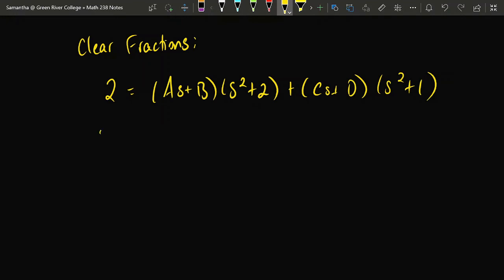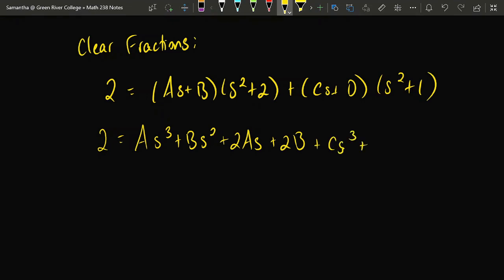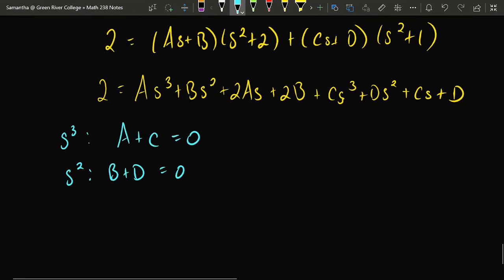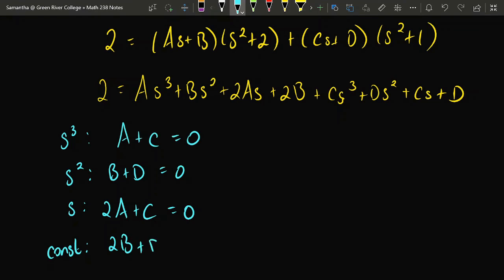And if we multiply this out, we get 2 equals as cubed plus bs squared plus 2as plus 2b plus cs cubed plus ds squared plus cs plus d. If I look at the s cubed terms, then I get a plus c equals 0. If I look at the s squared terms, I get b plus d equals 0. If I look at the s terms, then I get 2a plus c is equal to 0. And if I look at the constant terms, then I get 2b plus d equals 0.